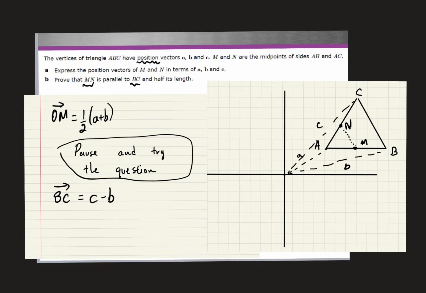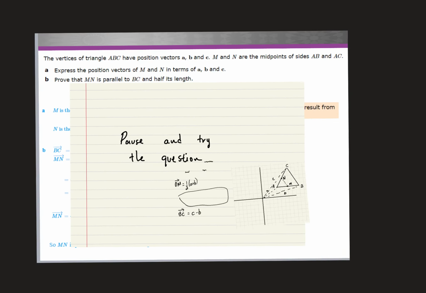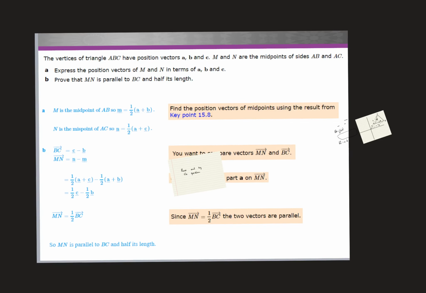Right, so the answers should be as follows. M is the midpoint, so this is why we said half of A plus B. BC is C take B. MN will be N take M, and they've used that in order to prove it.